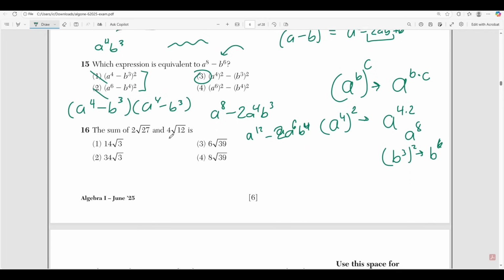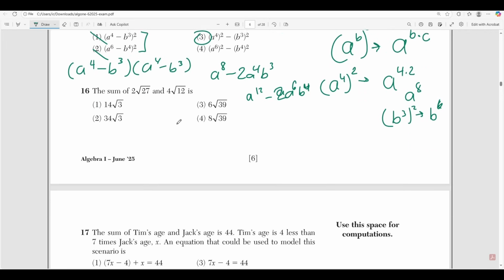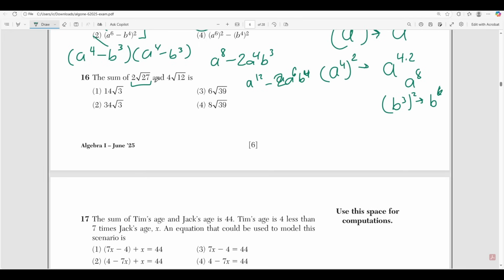Number 16 asks us for the sum of 2 root 27 and 4 root 12. So whenever you want to find the sum of these radicals, you want to make sure that they have the same number underneath their hat, underneath that radical hat, which means that you have to simplify them. How do you know if a radical is simplified or not? You can tell if you can no longer get a perfect square out of it.